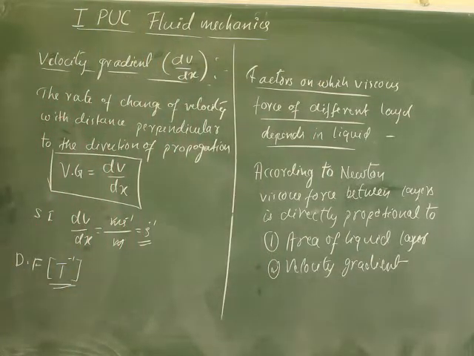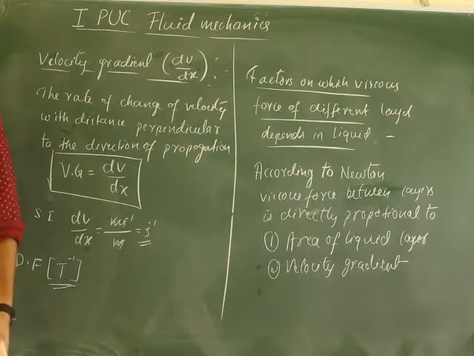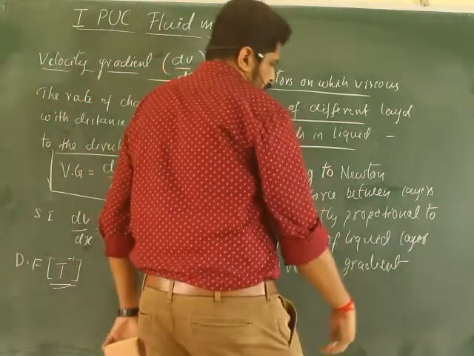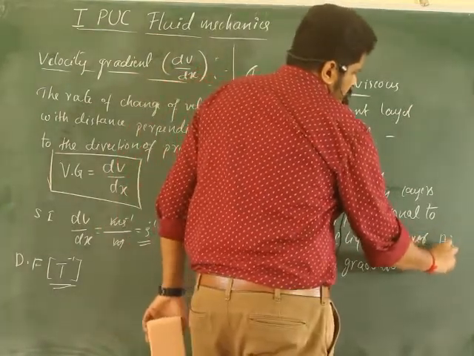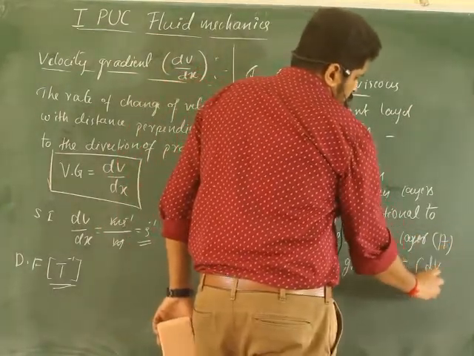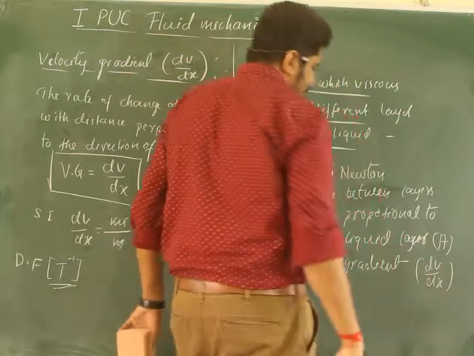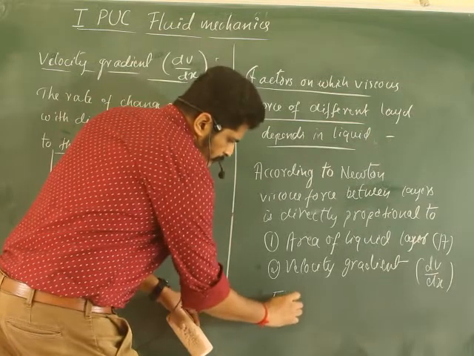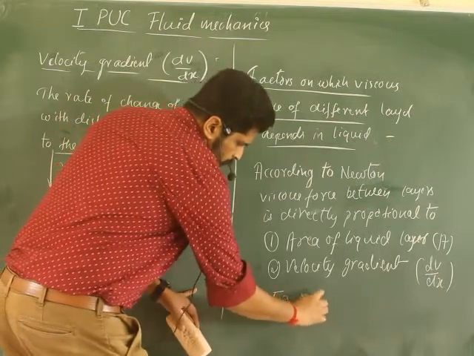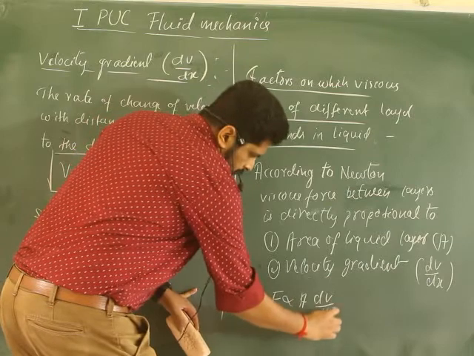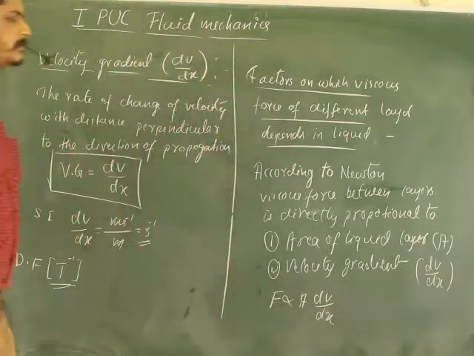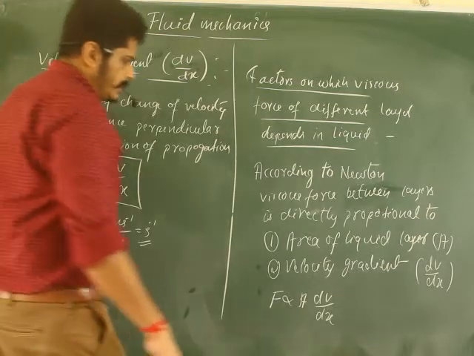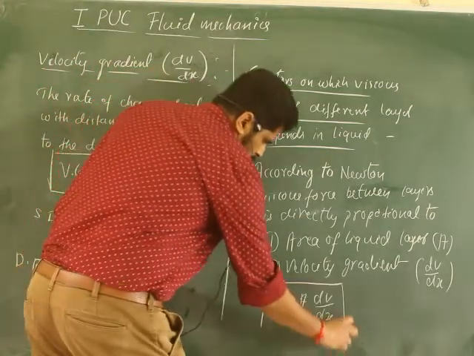Area of the layer, velocity gradient. So the area of the liquid layer is given by A, and the velocity gradient is dv by dx. How can it be written in terms of an equation now? F is proportional to A into dv by dx, according to the definition. This is the formula. Neatly you have to write.